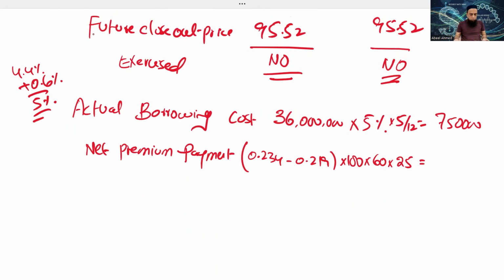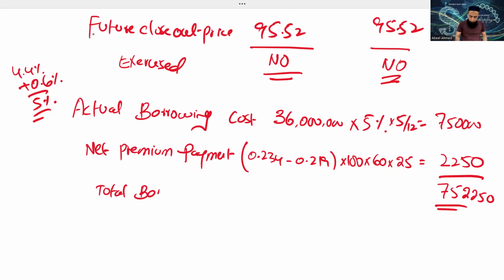Multiply by number of contracts into tick value, which is 25. So let's see, let me recheck. 0.234 minus 0.219 multiply by 100 into 60 into 25. Students, net premium payment, I'm getting 2250. Here comes your overall borrowing cost: 7,52,250. This is your total borrowing cost. But the story does not end here.